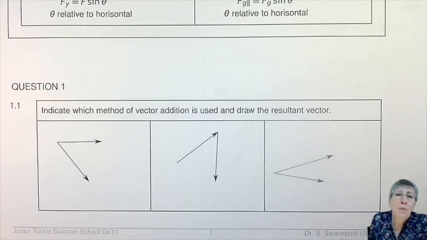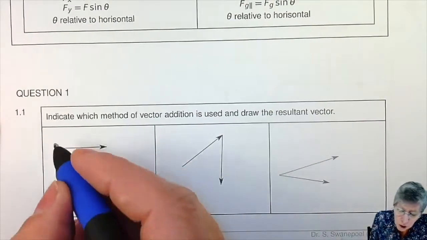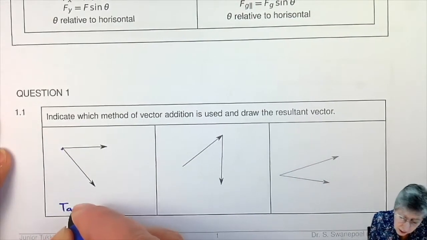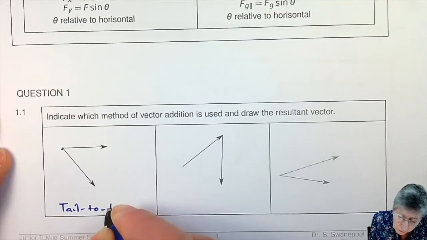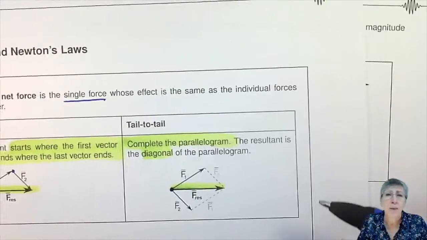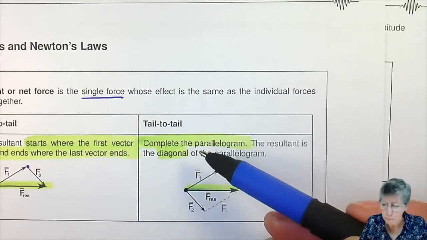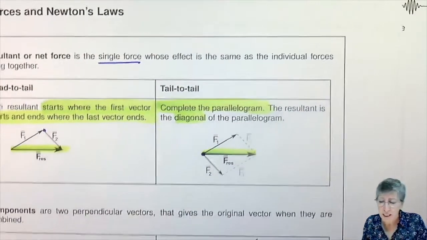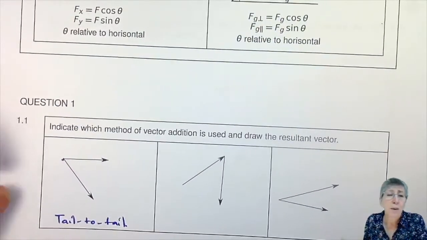Now, I hope all of you have done this. First one, if you look over there, you will see tail to tail, right? So tail to tail. And for tail to tail, up there we said we have to complete the parallelogram and then the resultant will be the diagonal. So let's complete the parallelogram.